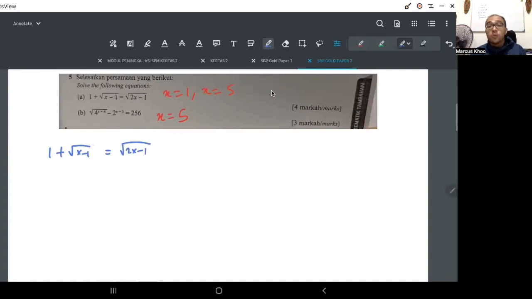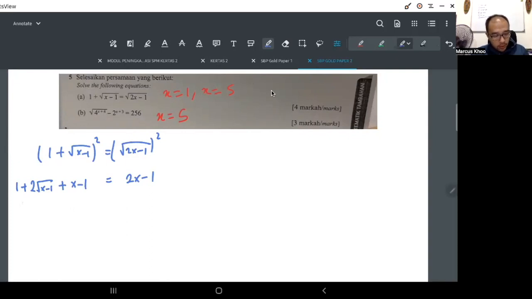The first thing we do is we square both sides. When we square both sides, this 2x minus 1, they akan hilang, the square root. But this one, when we square this, it becomes something else. Like this will become 1 plus 2 square root of x minus 1, plus x minus 1. Okay, 1 plus 2 square root of x minus 1 plus x minus 1.